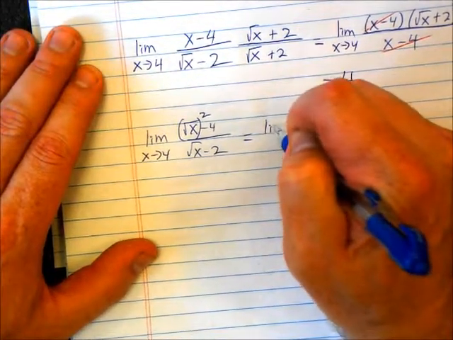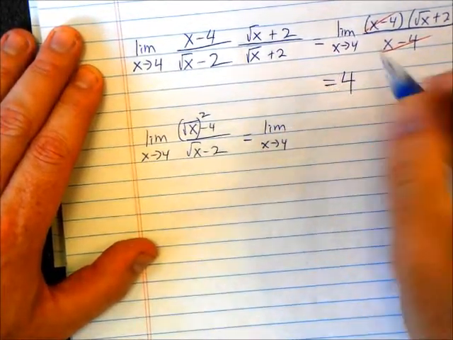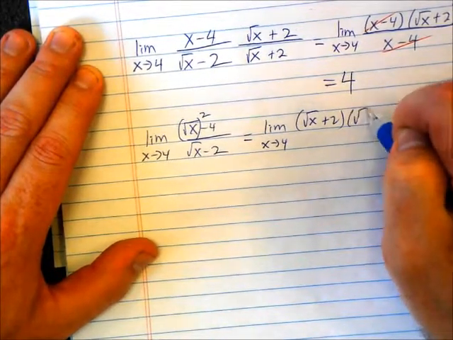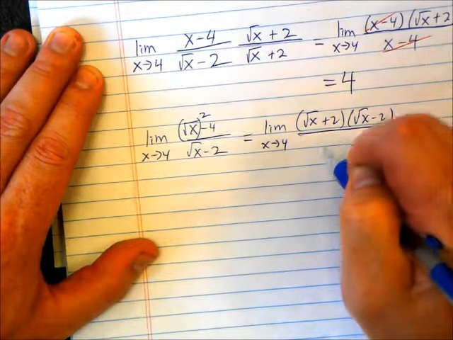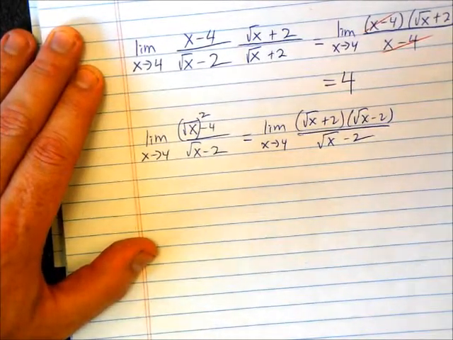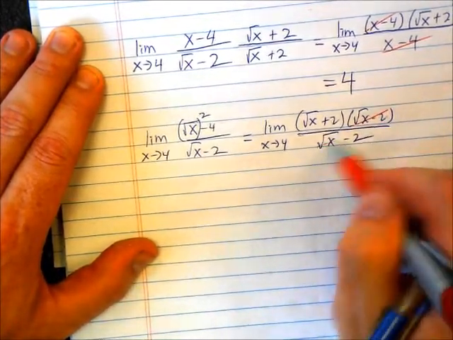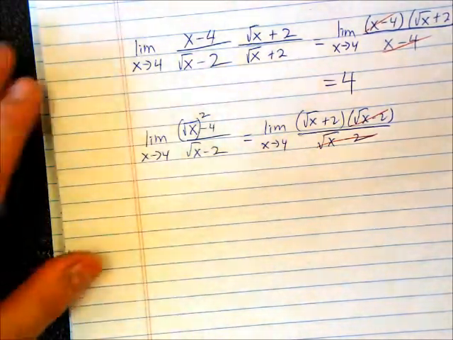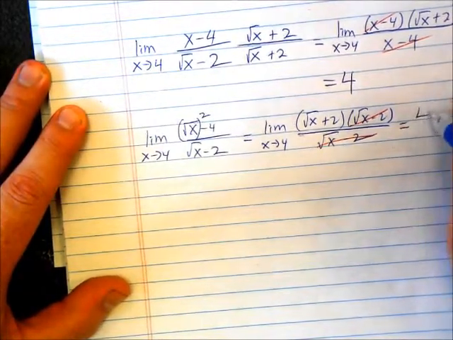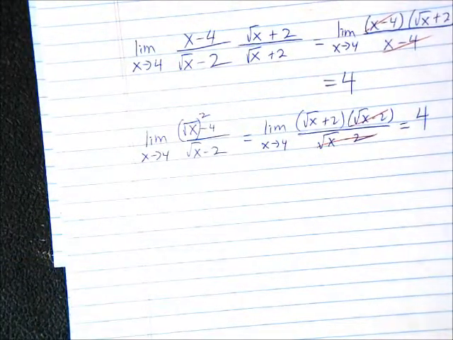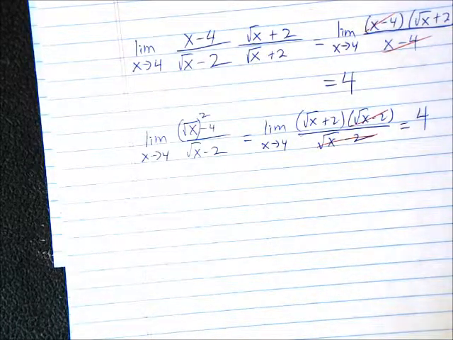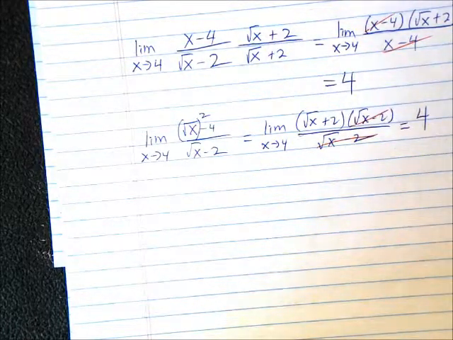So this is the limit as x goes to 4 of square root of x plus 2, square root of x minus 2, all over square root of x minus 2. And once again, we can reduce. And then can we plug in the number 4? Yes. And we get 4. That's a perfectly correct solution. Not the one you usually see in the textbooks, though. In the textbooks, you almost always see the rationalizing trick.